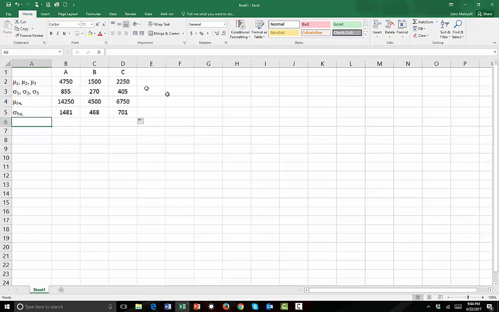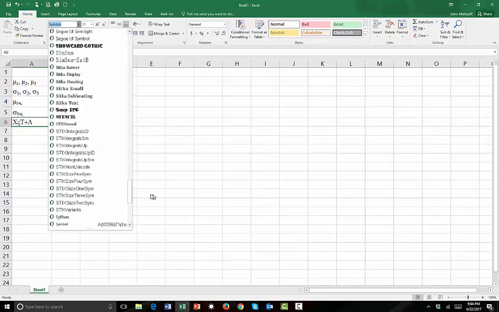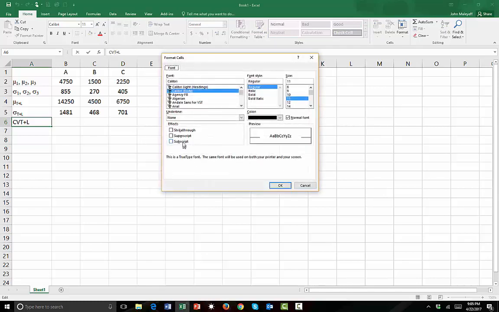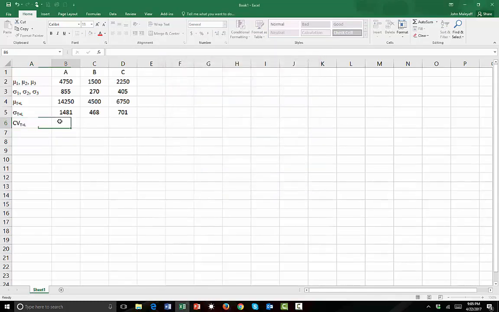Now we need to have the CV for the period T plus L. So I'll write that in T plus L. And since I'm dealing with all Greek letters here, let's get rid of that. And then let's make this a subscript. All right. And this is a pretty simple calculation, which is the standard deviation divided by the mean value. And again, we will make this 3 decimal places and go there. All right, 0.104.